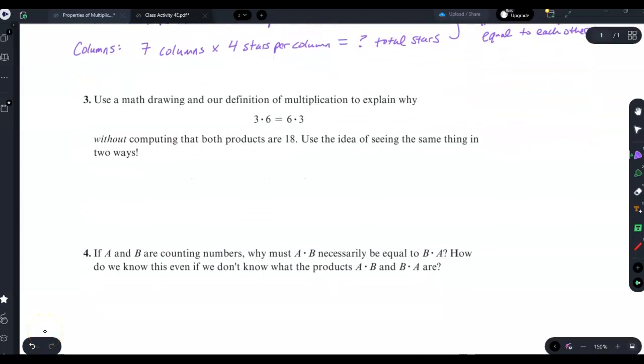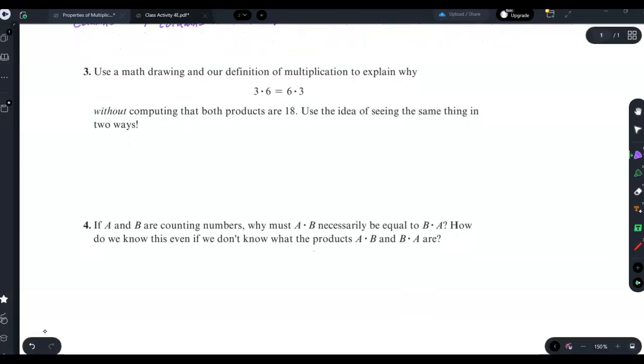Number 3 says to use a math drawing and our definition of multiplication to explain why 3 times 6 equals 6 times 3 without computing that both products are 18, and just use the idea of saying the same thing in 2 ways. So I think there's other ways that you could do this, but I'm going to stick with an array. I think that's a really easy way to do this.